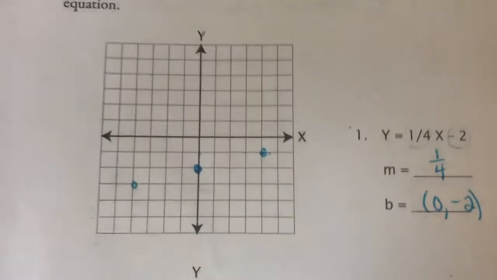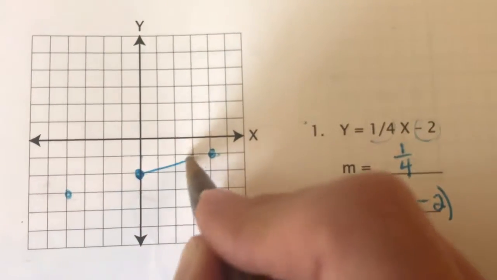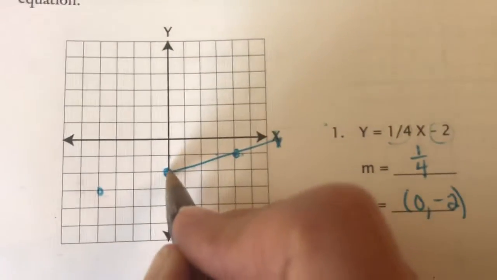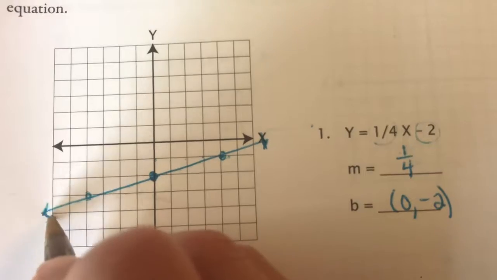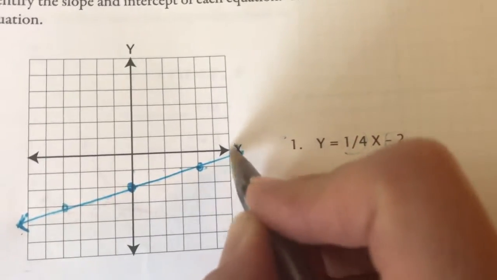Problem is, I'm holding the phone with one hand, and I can't do this. So I'm going to go ahead and eyeball it, but I want neatness here. So it should look like that. Put little arrows on the end because it keeps going on forever and ever because it's a line.